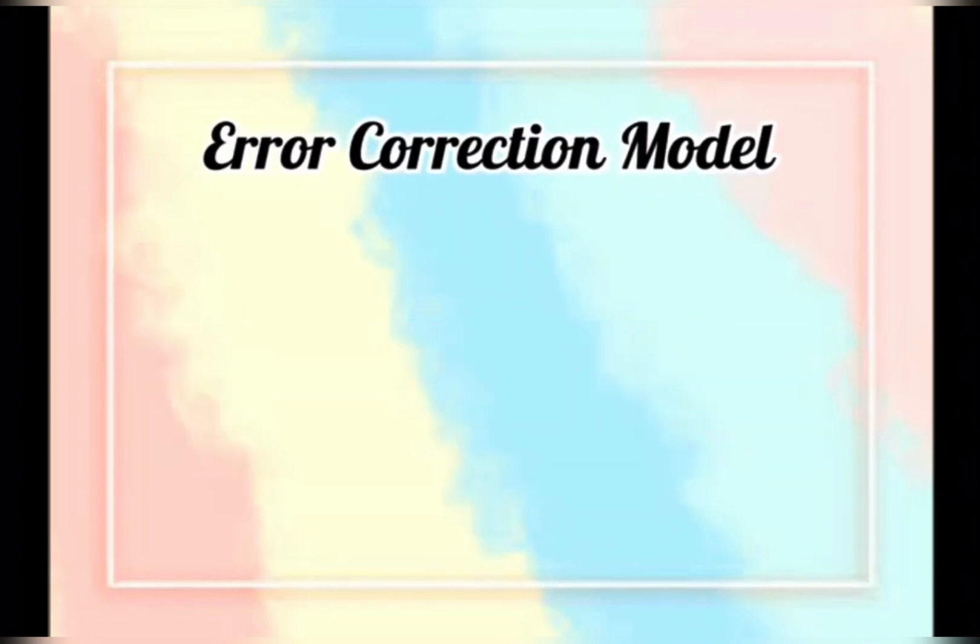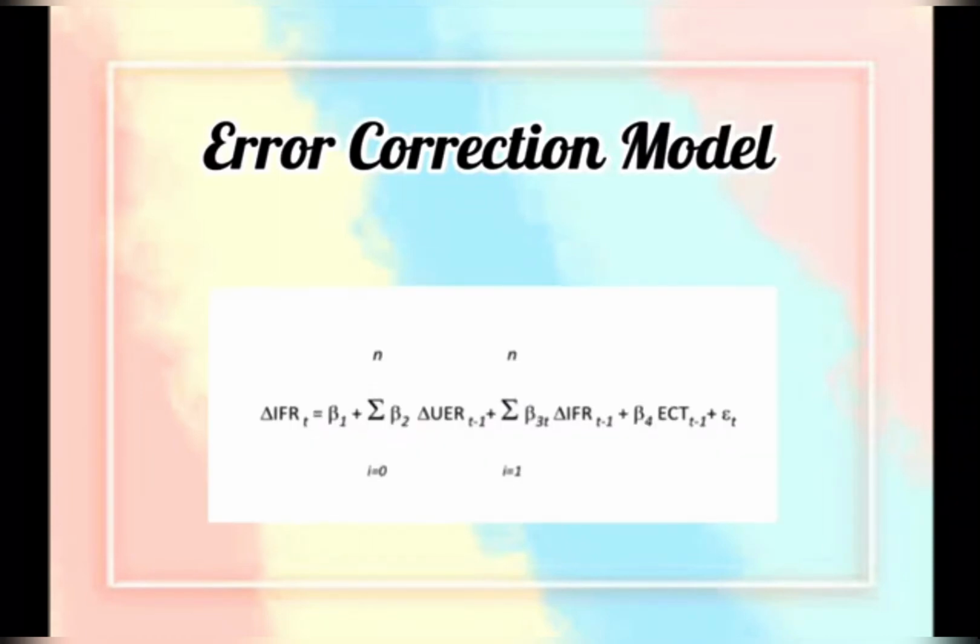Last but not least, we have the error correction model. This is to study the short-run impact of the changes in the independent variables on the dependent variable, for the joint significance of the lagged independent variables. And this is the equation for the error correction model.